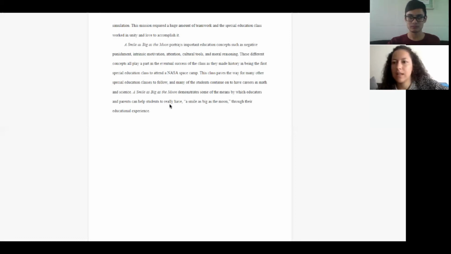Let's just read it out loud so it makes more sense. It says, a smile as big as the moon, which is the film, demonstrates some of the means by which educators and parents can help students to really have a smile as big as the moon through their educational experience. And so this last concluding sentence refers back to why this paper was written. And it's to provide educators and teachers with tools and ideas on how to improve their techniques.